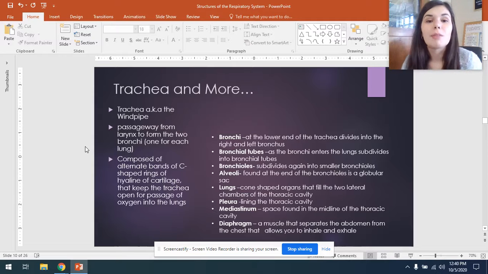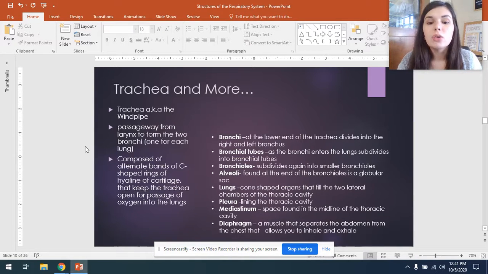After your trachea, you also have many other structures such as the bronchi, the bronchial tubes, bronchioles, alveoli, lungs, pleura, mediastinum, and diaphragm. Some of these you've heard before and some of them maybe not. The bronchi are at the lower end of the trachea, which divides into the right and left bronchus, and your bronchial tubes subdivide from the bronchi into the lungs. As the bronchi enter the lungs, they subdivide again, kind of like tree branches, into the bronchial tubes, and they just continue to carry air into the lungs.